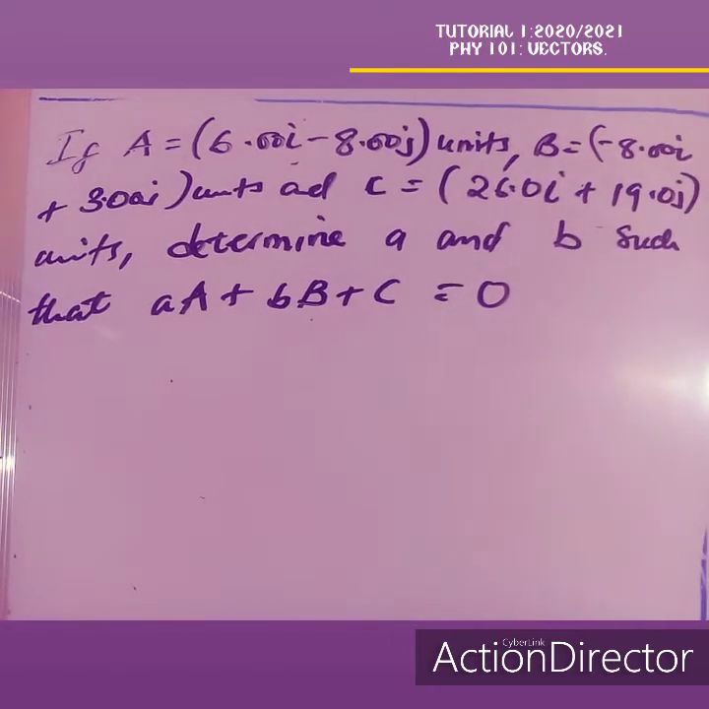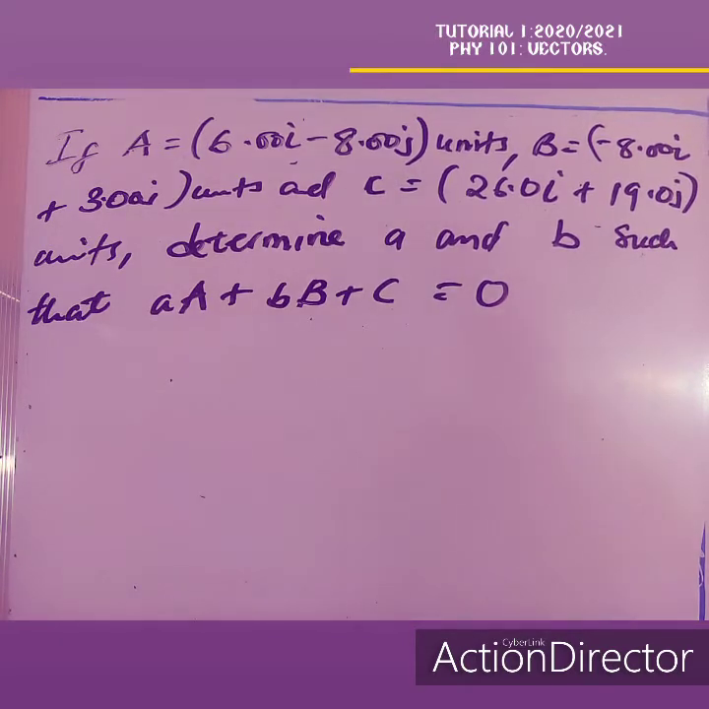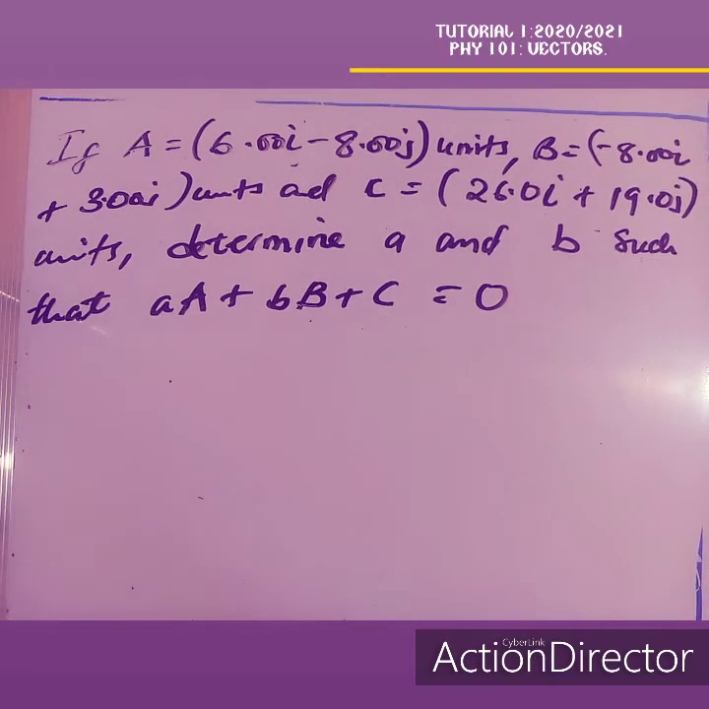Okay, so our next question says, if A is equal to 6.00i minus 8.00j units, B is equal to minus 8.00i plus 3.00j units, and C is equal to 26.0i plus 19.0j units. Determine the values of a and b such that small a multiplied by capital A plus small b multiplied by capital B plus C will give us 0.